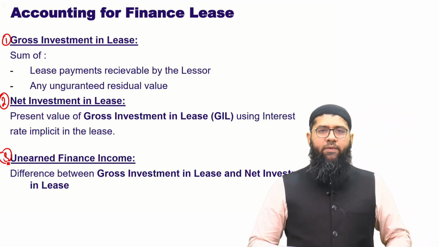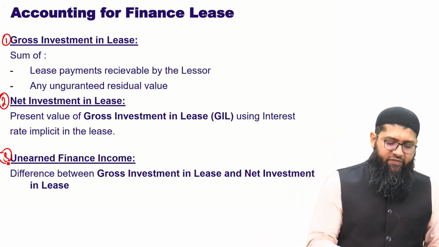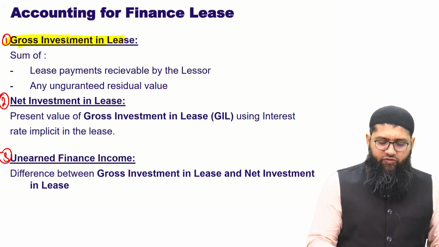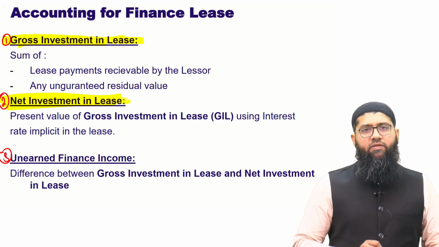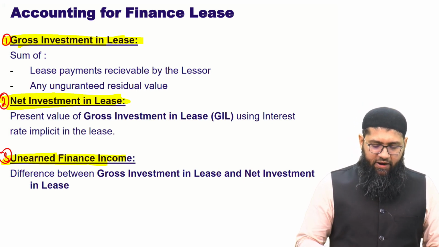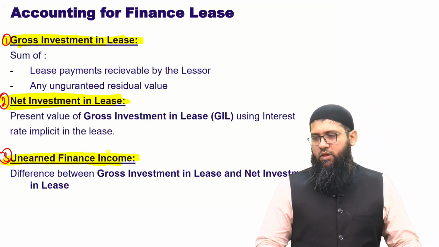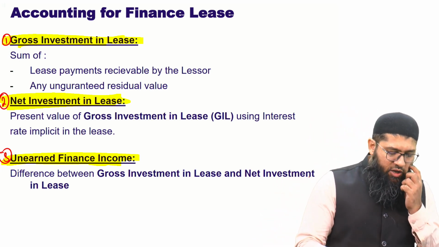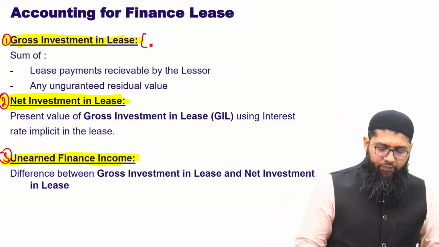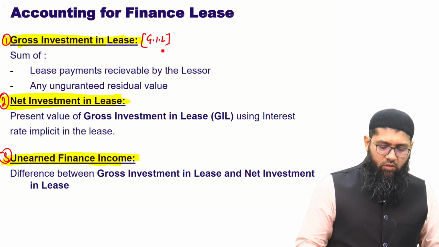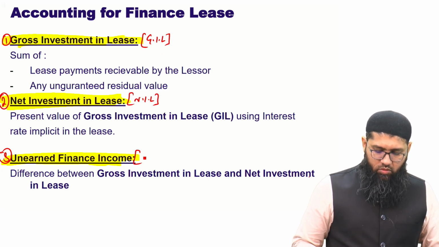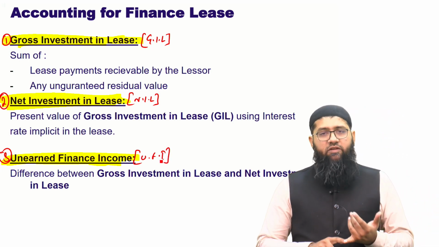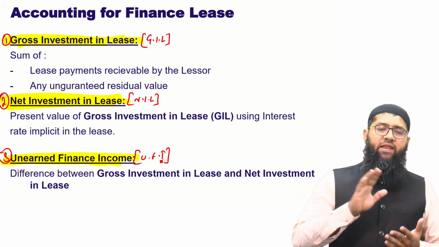I repeat, there are a few terminologies that I would want you to understand. What are those terminologies? One of them is called gross investment in lease. The other is called net investment in lease. And the third is unearned finance income. So these are the three terminologies that you would have to see: gross investment in lease, net investment in lease and unearned finance income.